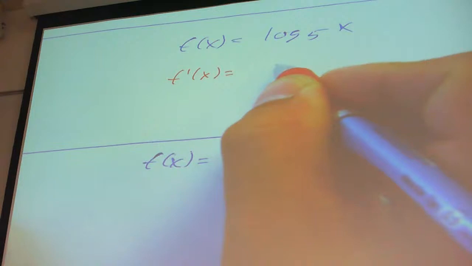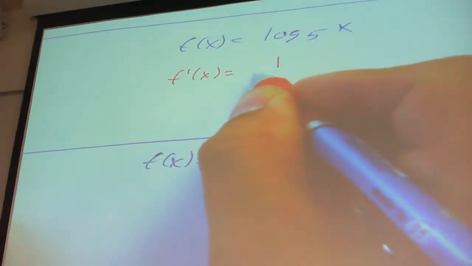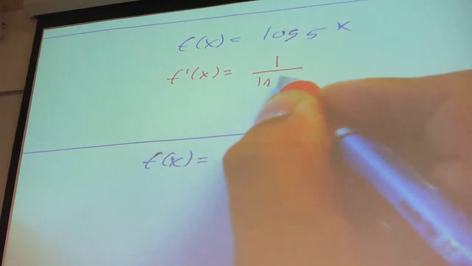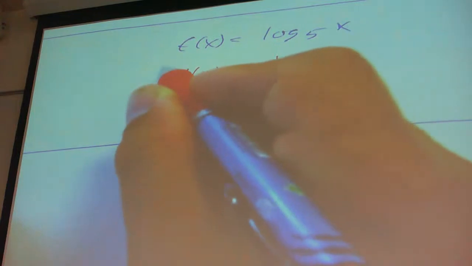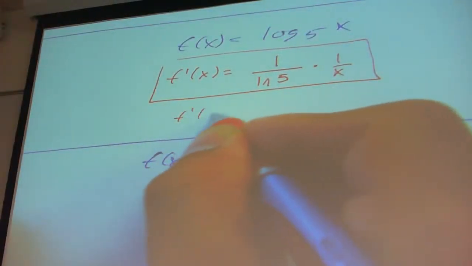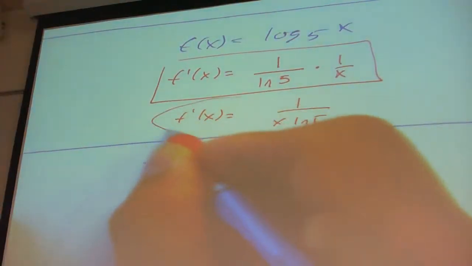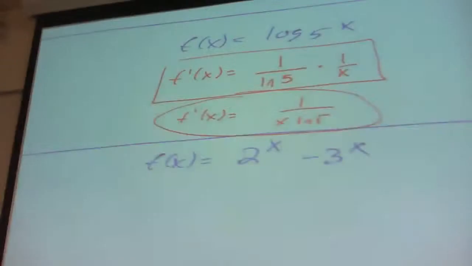So to take the derivative of log base 5 of x, what do we do? 1 over ln of 5 times 1 over x. You can leave it like that. You could rewrite it as 1 over x ln of 5, which looks a little bit nicer, but both are correct.